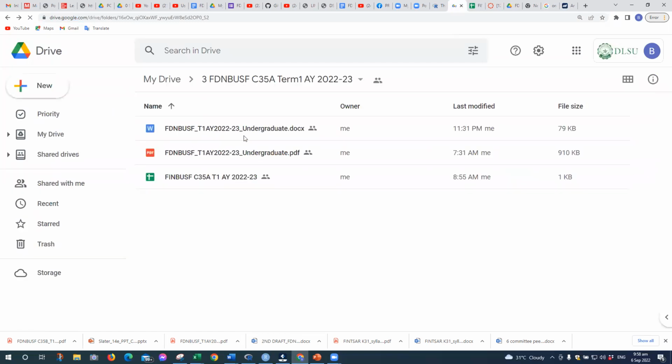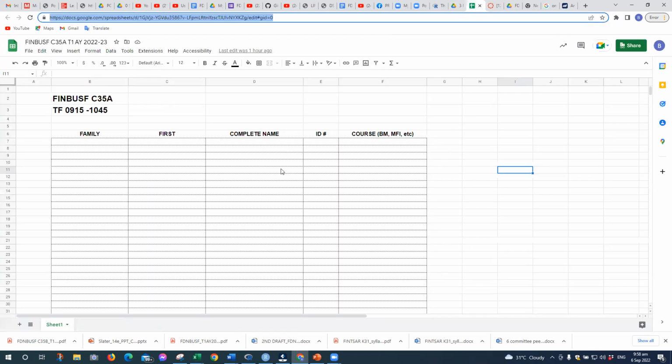So far you have this. This is the Word format of your syllabus, and this one is the PDF format. But I'll be changing this because of some of the errors there. And then this is our list of the classmates which we're going to use for grouping. So it's this one.